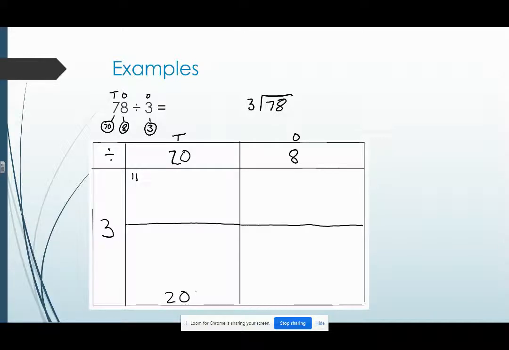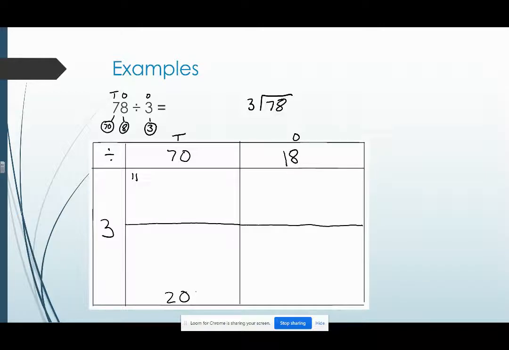Okay, so we only got up to 6, 3, 6. And we have 1 left over, or up to 60, which means we have 10 left over. So that 10 that we have left over, we have to bring it over to the ones column. And now this becomes 18.